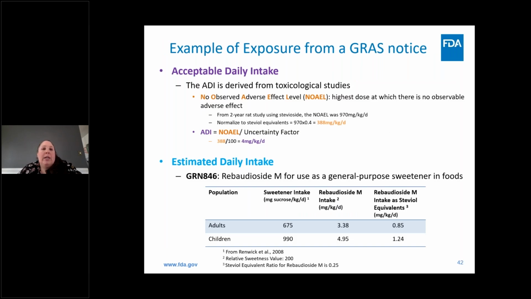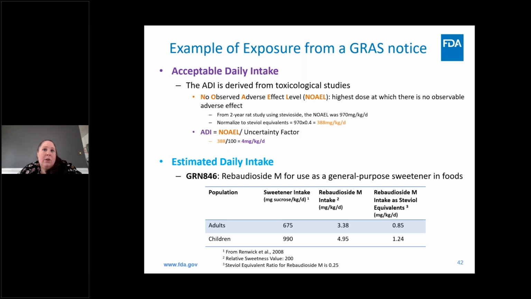So I wanted to quickly walk through an example of comparing that ADI to the EDI. So the ADI, as I said, is derived from the toxicology studies. And we typically use the longest toxicology study to cover any potential adverse effects that could come up. And our longest study for stevioglycosides is a 2-year rat carcinogenicity study. This was done with stevioside, where the NOEL was the highest dose tested, 970 milligrams per kilogram per day.